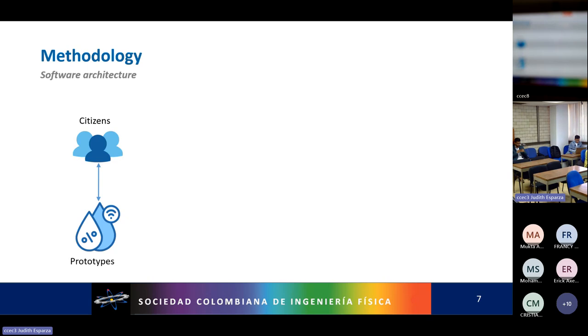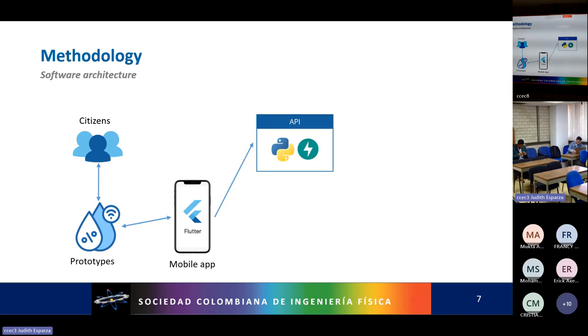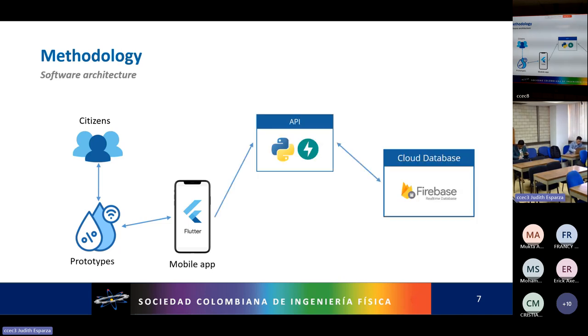At the beginning, the citizens or users can use only the prototype for water quality monitoring and calibration of the sensors, and connect to the mobile app via Wi-Fi or Bluetooth Low Energy. The mobile app allows real-time monitoring, calibration of the sensor with a step-by-step intuitive process, and plotting the data to a cloud database, deployed in Firebase, also with the API developed in Python.